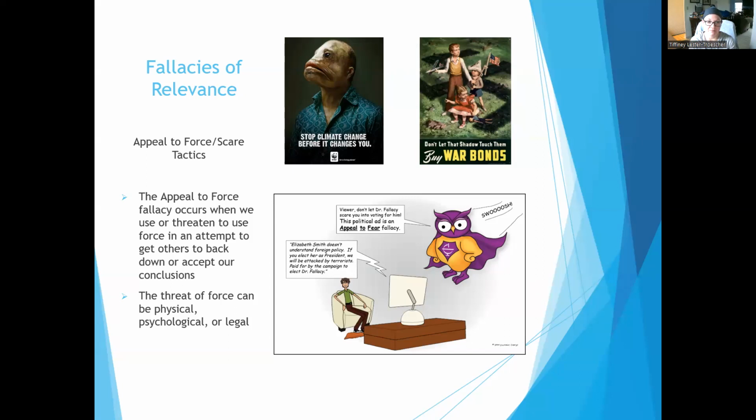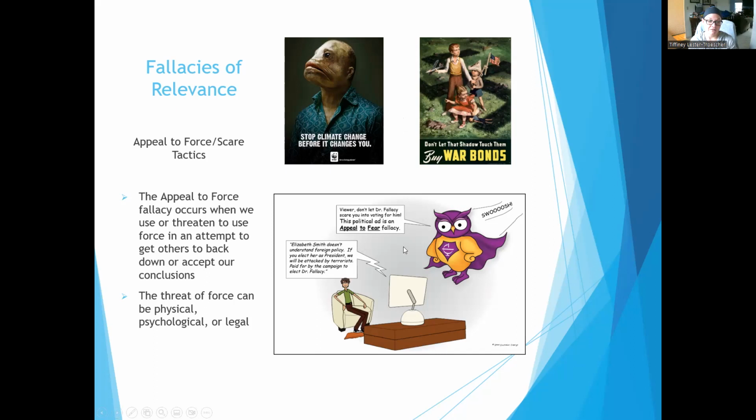So we have a couple of examples here. This image right here, stop climate change before it changes you. Wow. I mean, that's a scare tactic. An old World War II propaganda poster here. We have these three kids, all American kiddos, playing in the yard, and there's this shadow of a swastika here. It says, don't let that shadow touch them. Buy war bonds. Like, you've got to buy these war bonds to help us pay for the war effort, or your kids are going to be speaking German.